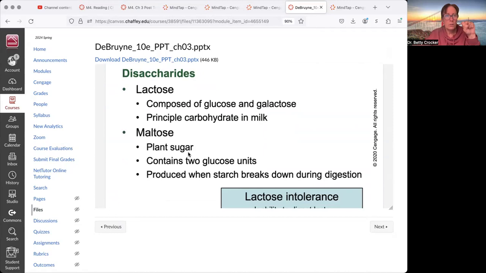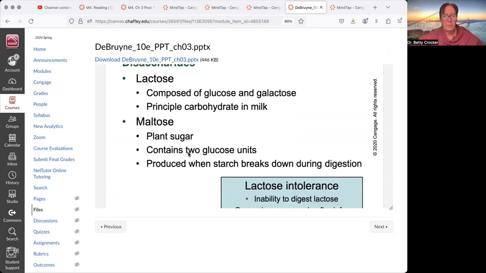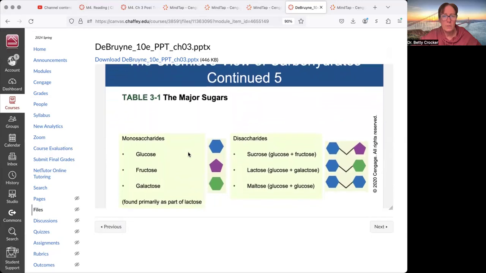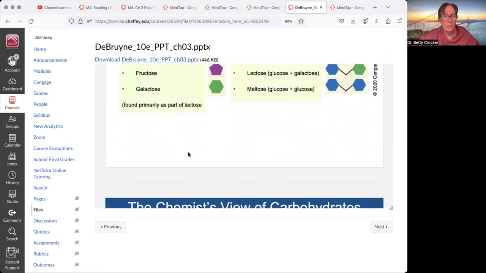Lactose is glucose plus galactose. Maltose is glucose and glucose, so it's glue and glue. All right, and it has some information here about lactose intolerance. Go ahead and read that. Here it is in pictures.